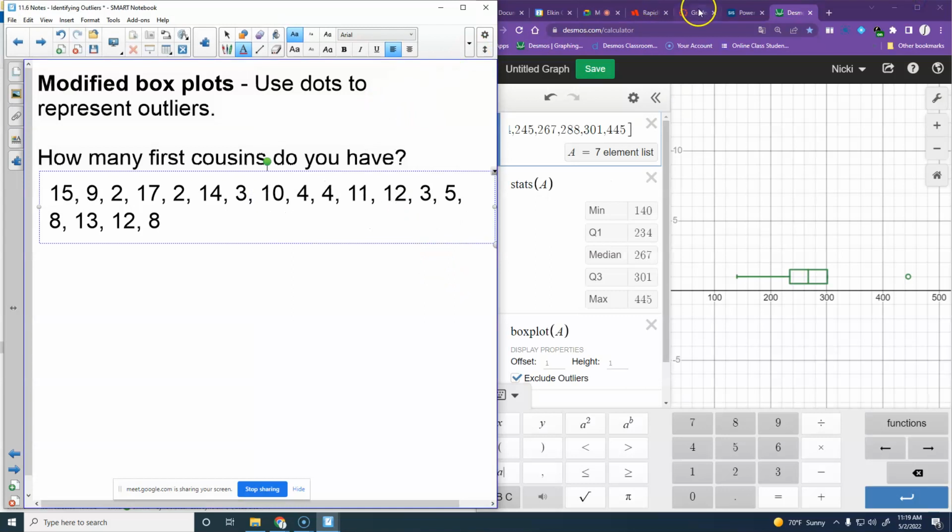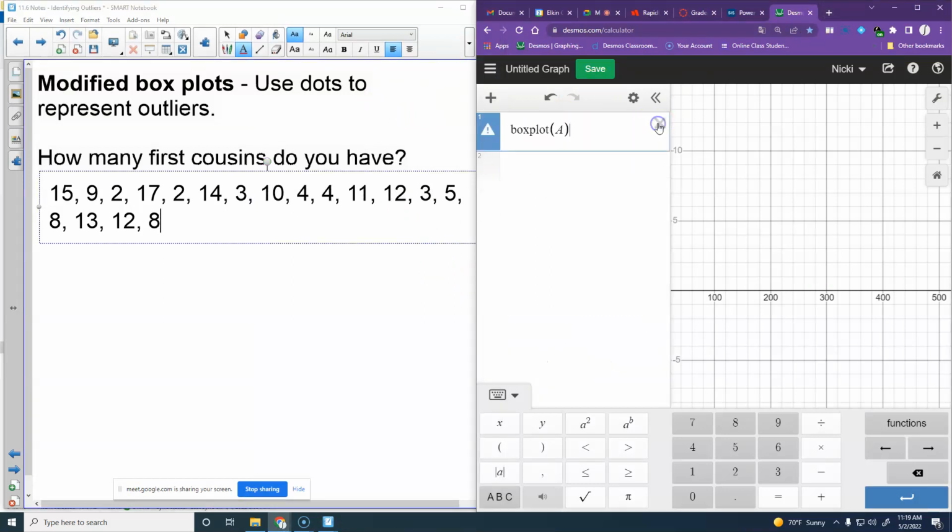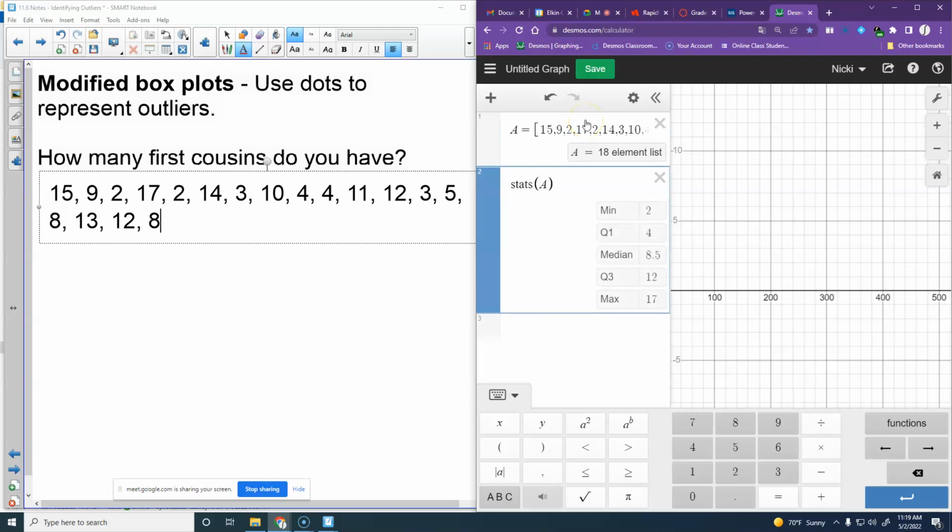this data. I'm going to put this into Desmos so that we don't have to put those in order. Bracket in the wrong place. All right, so we've got our data set. I'm going to do stats, and it's going to give me my quartiles. All right, so we want to answer the question, do we have any outliers?